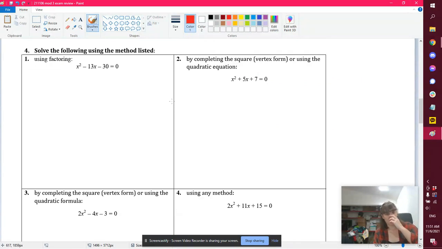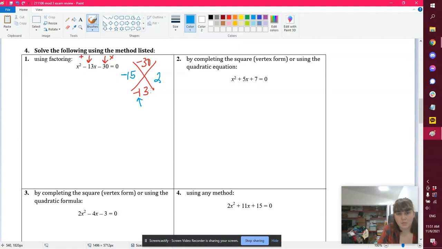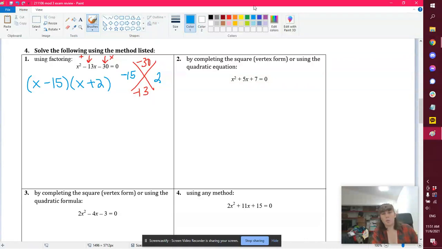For number 4, we want to solve using the method listed. When we want to use factoring, this is when we say what multiplies to negative 30 and adds to negative 13. I'm going to go with 15 and 2 because they multiply to 30 and they're 13 apart. And I know this one should be the negative because when I'm adding, I want the bigger one to be negative, so my answer is negative. I then just get to write x minus 15, x plus 2, and we're done.